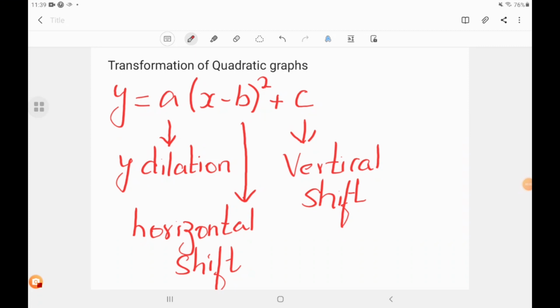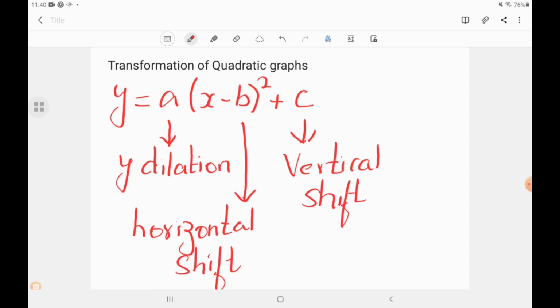This lesson we are focusing on transformation of quadratic graphs. So what are the three different types of transformation? It is dilation, reflection and translation. Dilation means it stretches the graph parallel to the y-axis or parallel to the x-axis. Then translation, there are two different types of translation, the horizontal translation and vertical shift. And then we have the reflection.